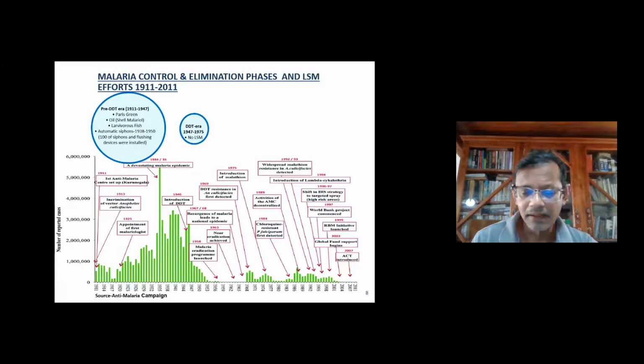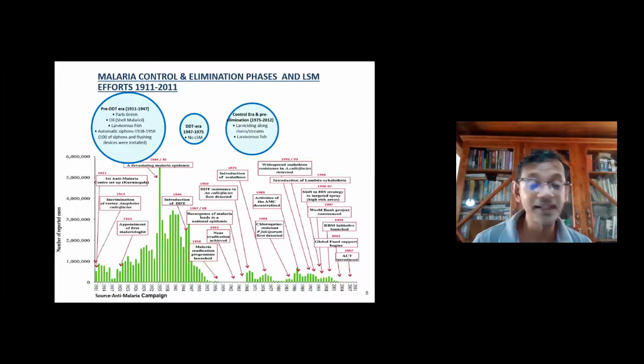But the consolidation phase failed, and as a result, malaria resurged in the late 1960s. During this DDT era, you can understand there were no larval source management interventions, because DDT was very effective in containing malaria and even eliminating it. And the next period comes, we can call it malaria control, because the eradication strategy was replaced with a malaria control strategy.